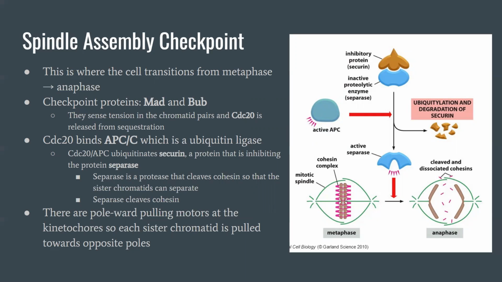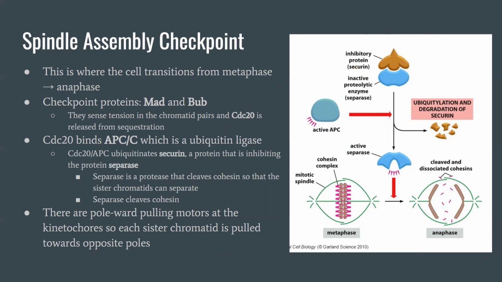APC is a ubiquitin ligase, so it will tag something with ubiquitin and send it to a proteasome for degradation. So now we have this complex of CDC20 and APC, and it ubiquitinates a protein called securin, which is up here in brown. This is an inhibitory protein that inhibits this blue protein called separase. This is important. You don't want separase to constantly be active, otherwise you would get separated sister chromatids too early and all that.